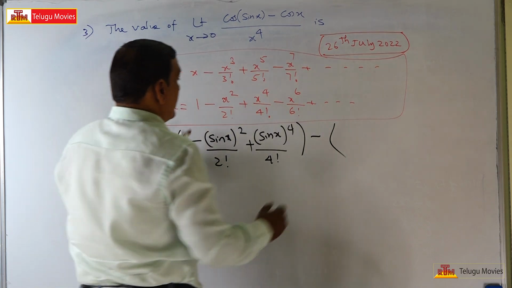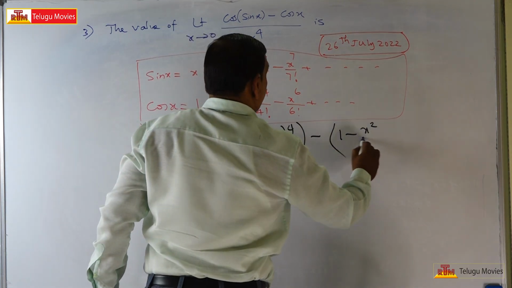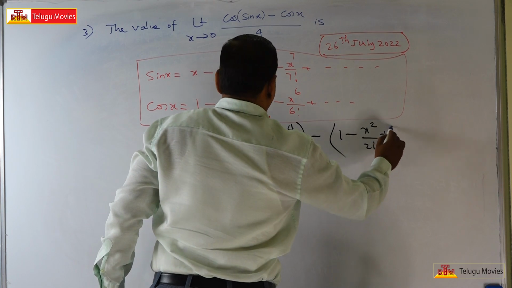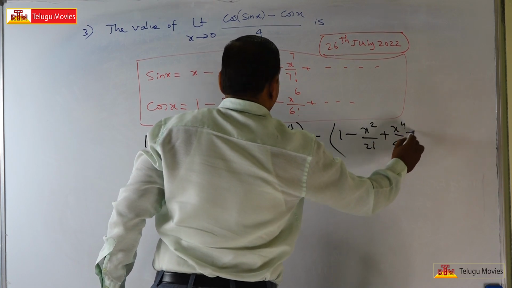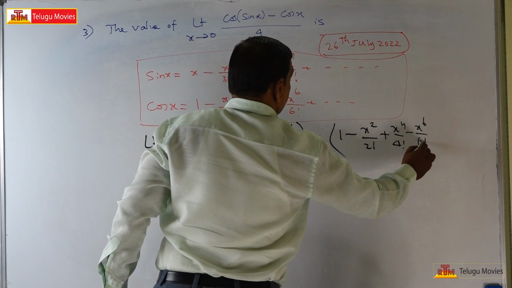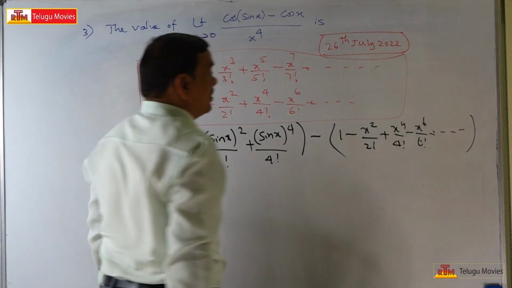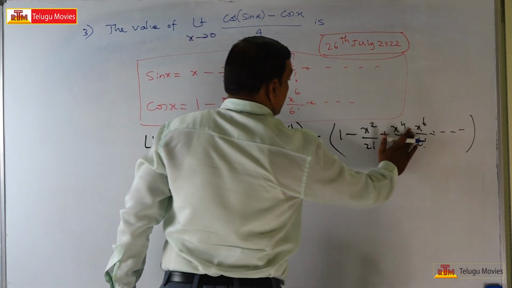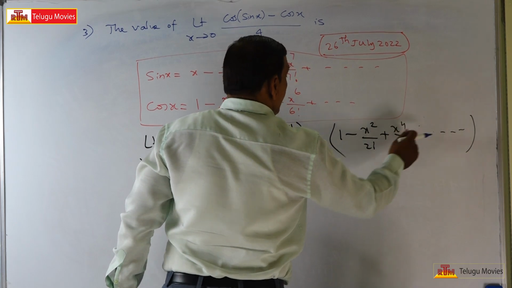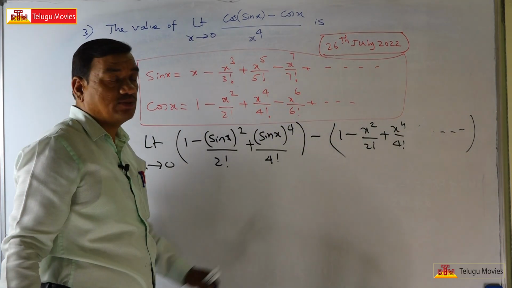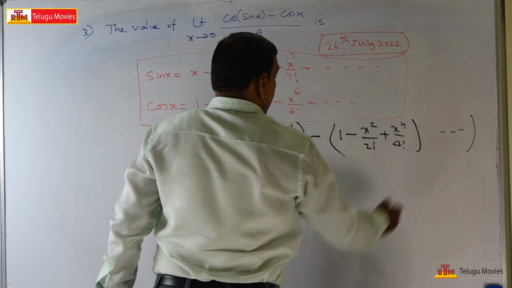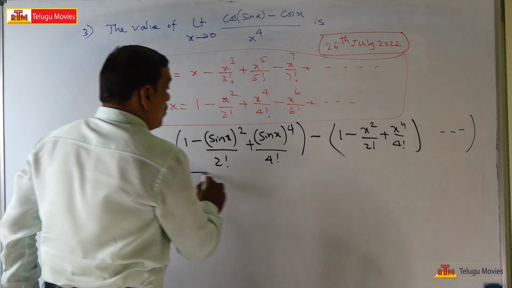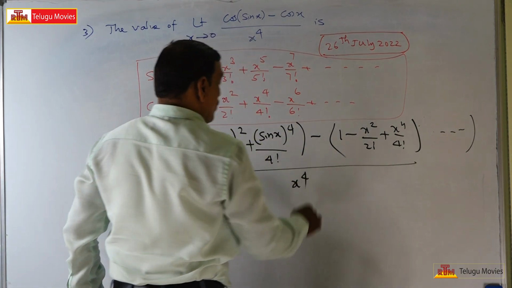Cos x expansion, we got 1 minus x square by 2 factorial plus x power 4 by 4 factorial minus x power 6 by 6 factorial, and so on. No need of this x power 6 also. This x power 4 is also no need. Why? Because already here x power 4 will get cancelled. Okay, now whole divided by x power 4.